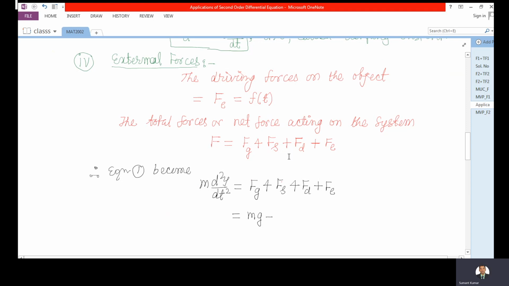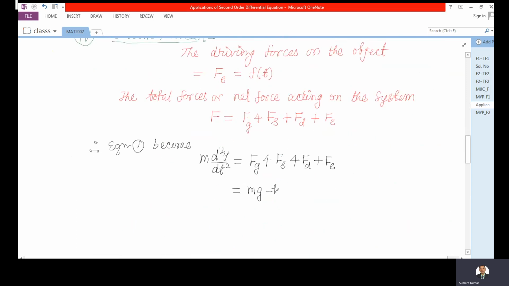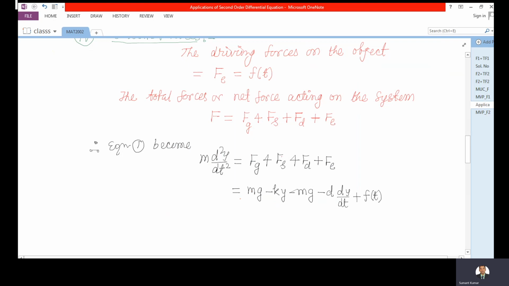Now Fs, due to the spring, is minus k times y minus mg. Due to the damping, we have minus d into dy by dt, plus the external force. Now here we can see this mg and this mg will cancel out. So what we have now is m y double prime plus d into dy by dt.